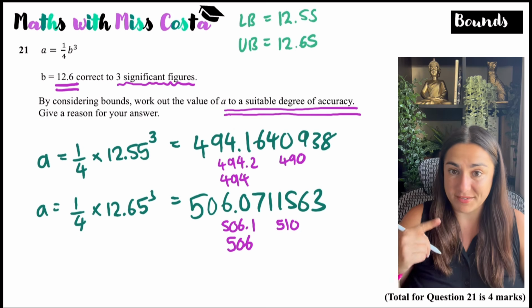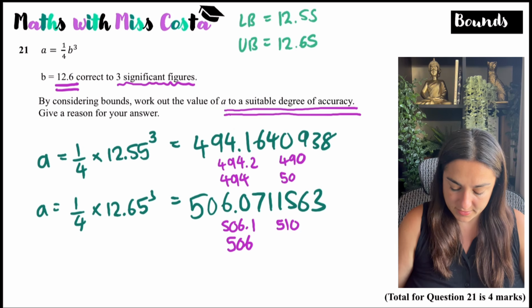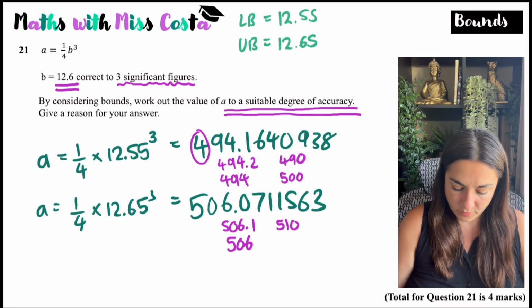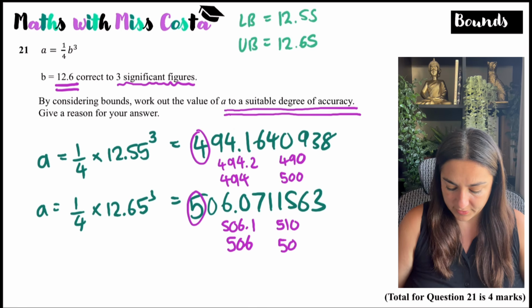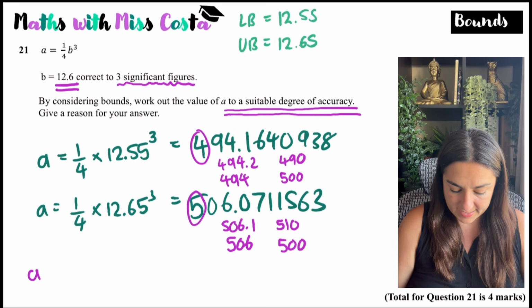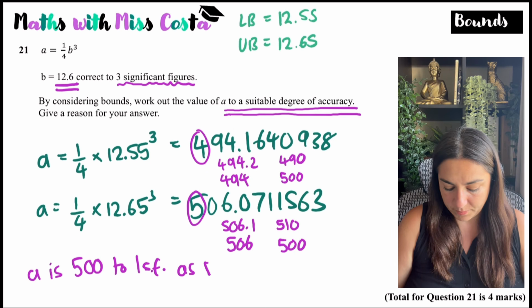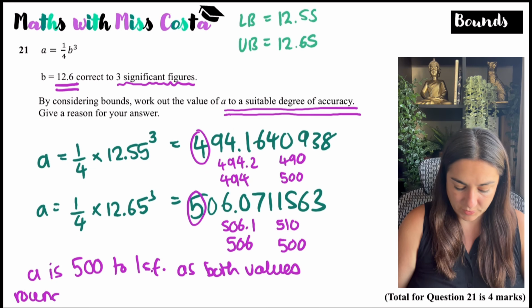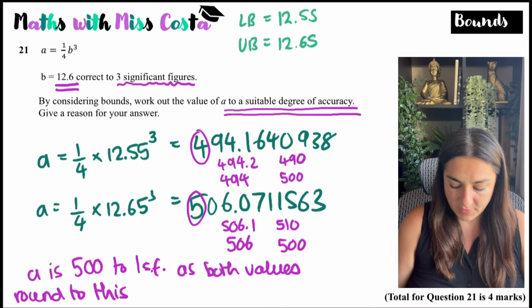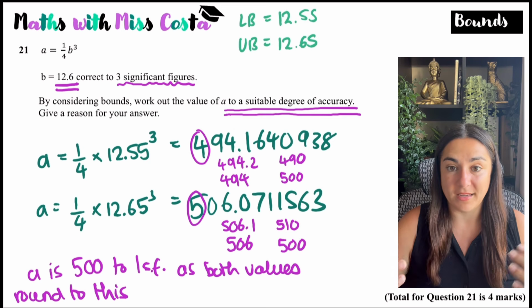If I, however, rounded to 1 significant figure, this would round to 500, because I'm looking at the 4, and this would also round to 500. So by considering bounds, I would say that A is 500 to 1 significant figure as both values round to this. The reason would be if I rounded to anything else, the values would not be the same.